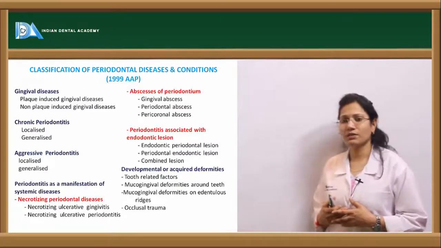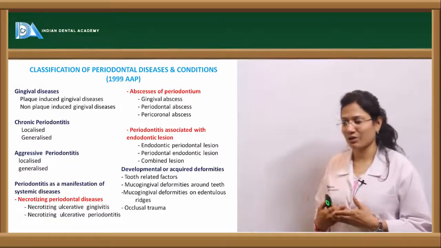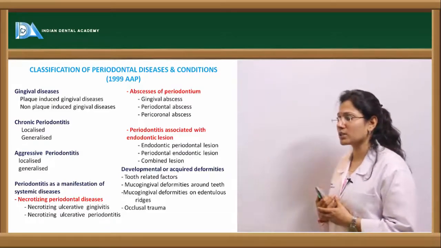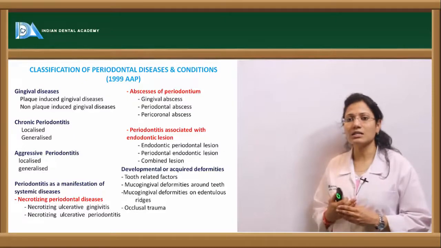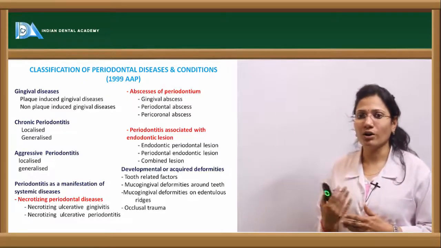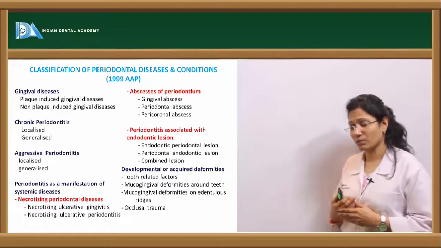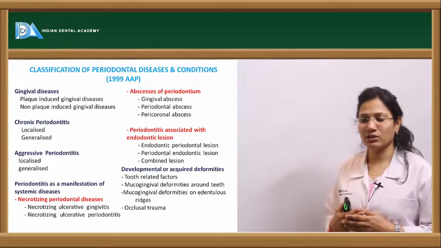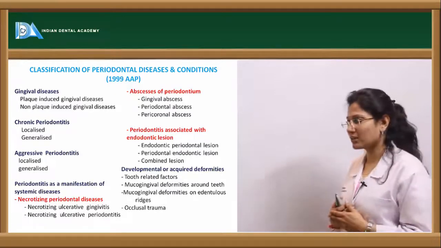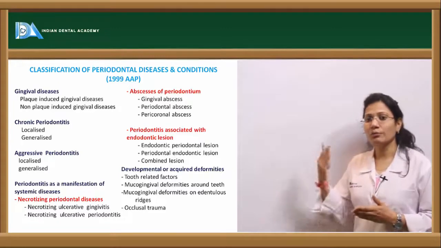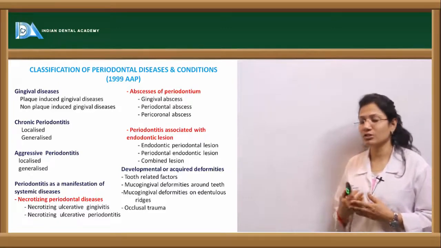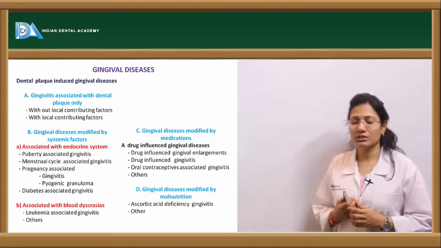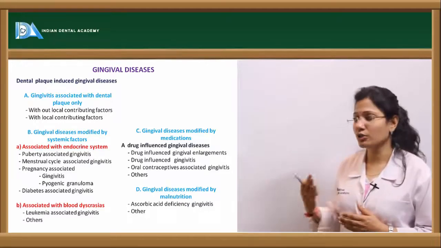Periodontitis as a manifestation of systemic disease can be subcategorized into necrotizing periodontal diseases, abscesses of the periodontium, and periodontitis associated with endodontic lesions. And then the last category, developmental or acquired deformities, can be subcategorized into 4 types. That is tooth-related local contributing factors, mucogingival deformities around the teeth, mucogingival deformities around the edentulous ridges, and occlusal trauma.